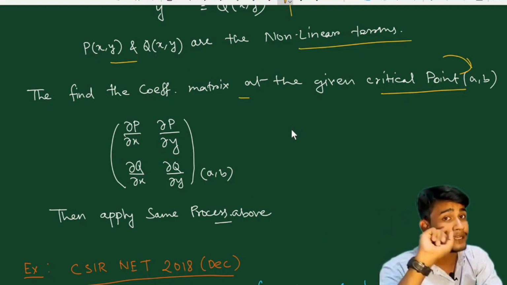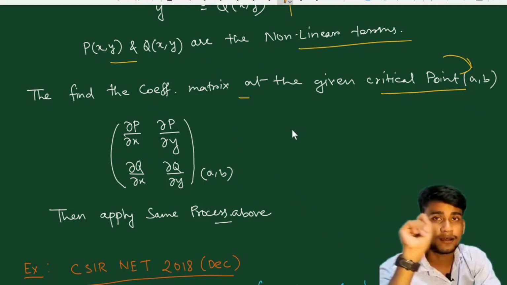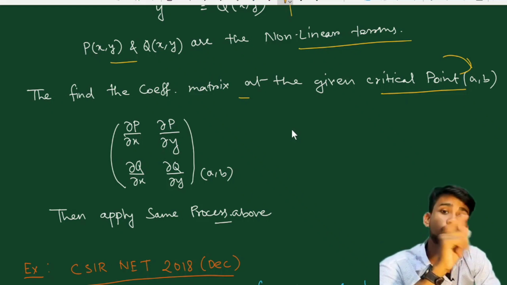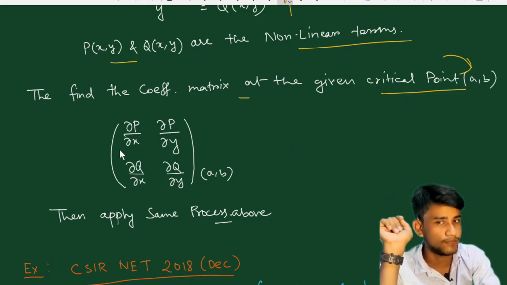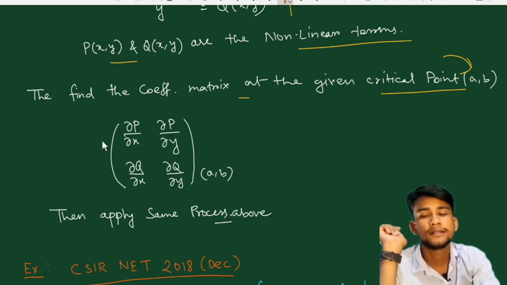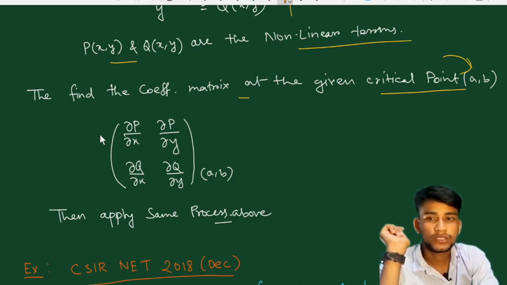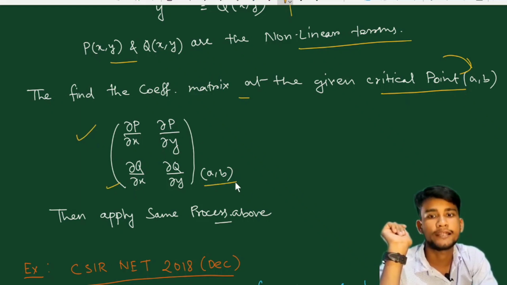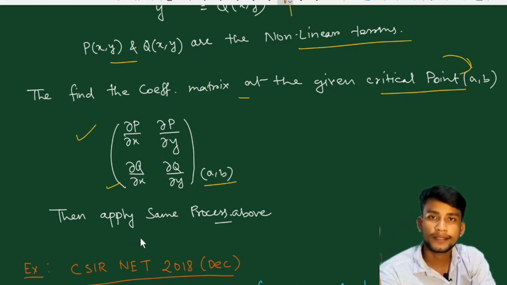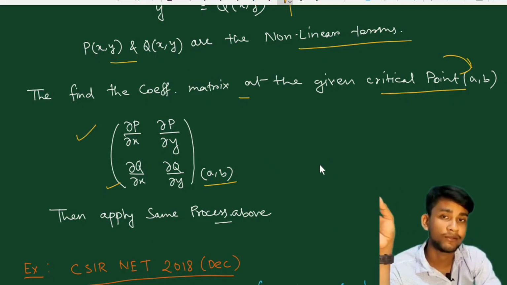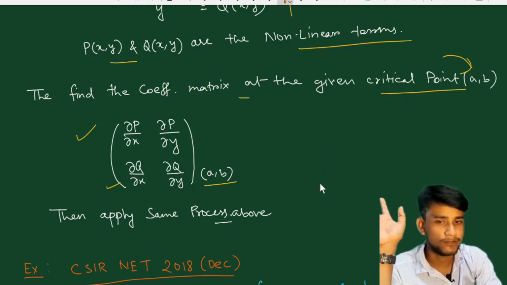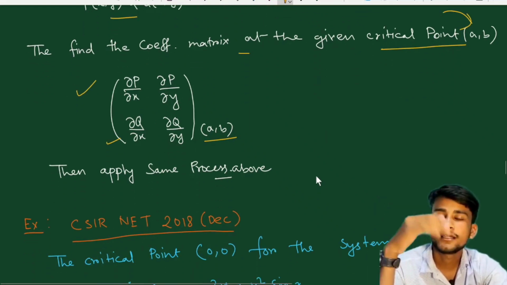Okay, there is another formula to convert the non-linear system to a linear system, but here I use another formula, and I think this is the easy formula. We just calculate the matrix del p del x, del p del y, del q del x, del q del y at the point (a, b) and get the matrix, and then we proceed the same as above. That is, we calculate lambda 1 and lambda 2, the eigenvalues or characteristic values, and then the same process.